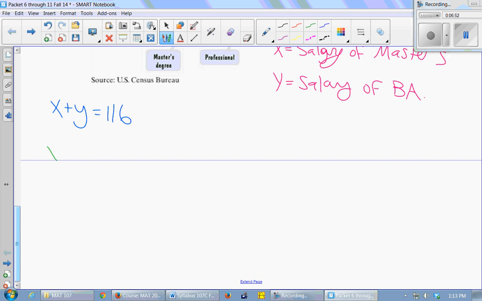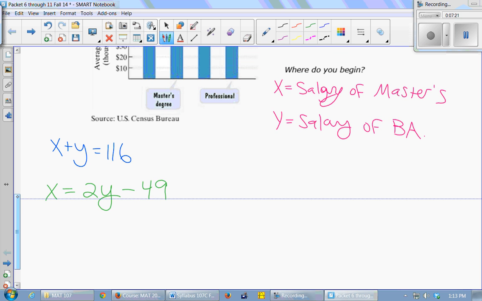So you have x, the salary of someone with a master's, take double the salary of someone who has a bachelor's and subtract 49,000. The salary of somebody with a master's is 49,000 less than 2 times the salary of someone with a bachelor's. So now I've translated everything that they gave me in those sentences using my x and my y, the variables that I defined from the question. All right, how do I solve this thing?